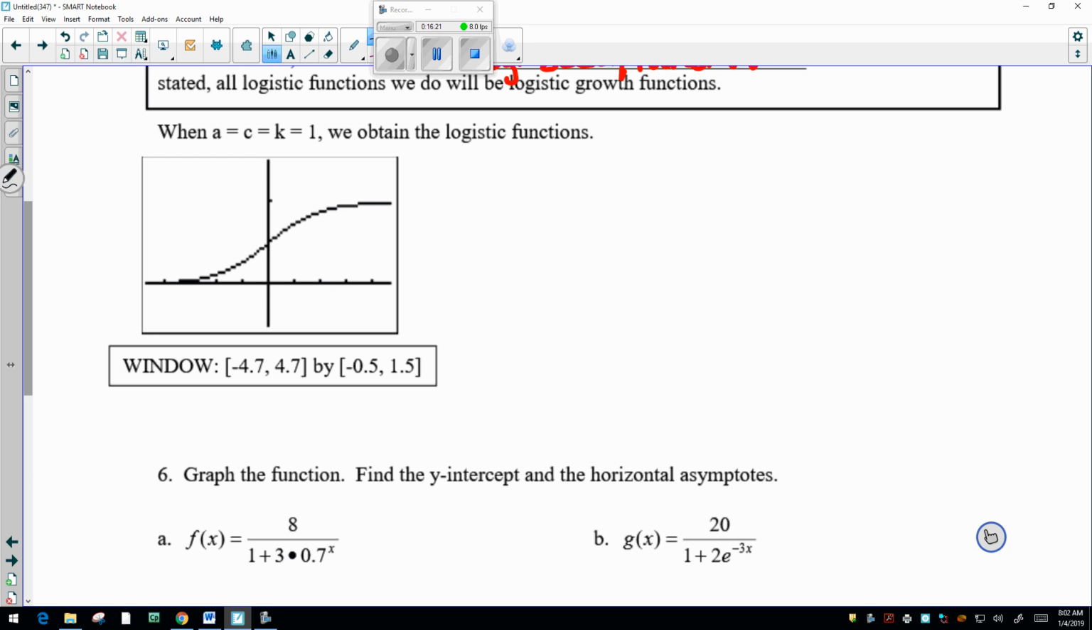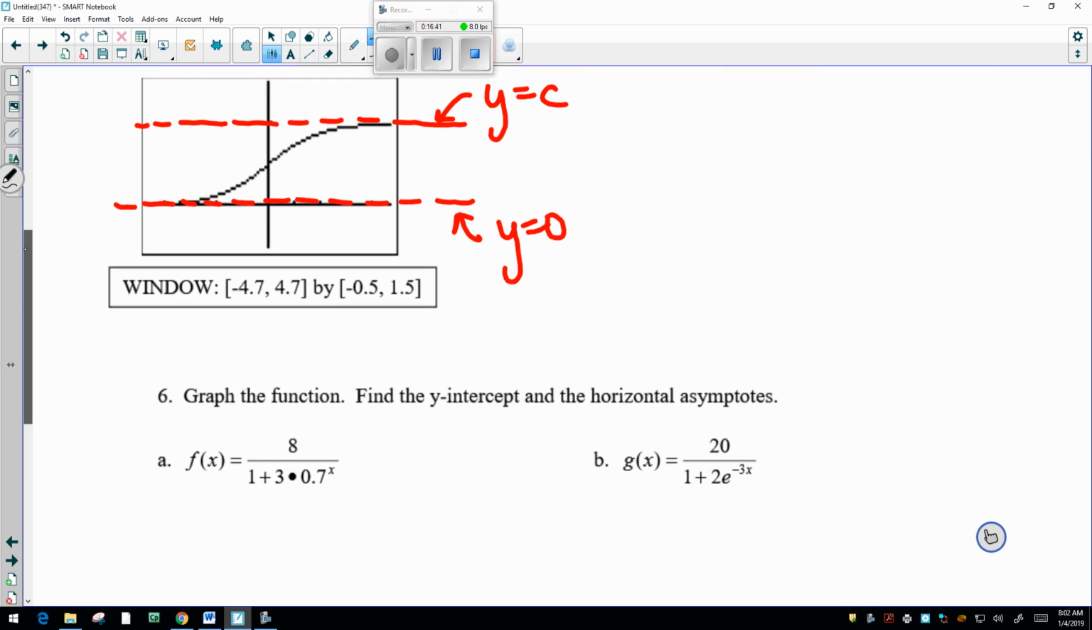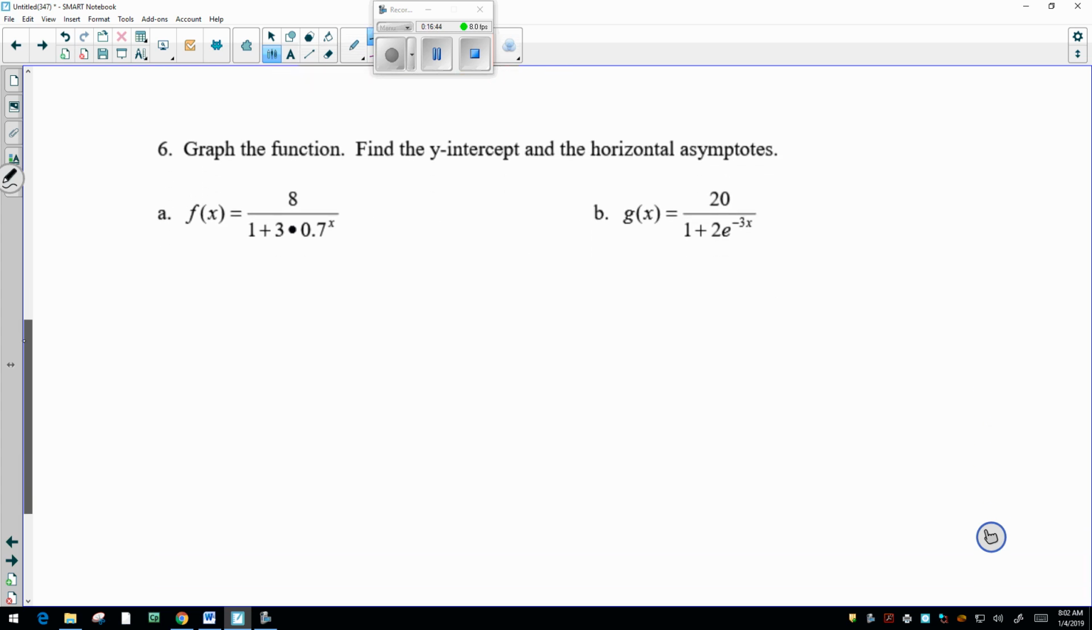Okay, and if you notice, growth factor, we talked about that limit to growth. This here would be like y equals c. But what you're also going to notice is that you also have another horizontal asymptote, and that horizontal asymptote is always at 0. So unless it's been shifted up or down, you will get two asymptotes, one at 0 and one at your limit to growth. So if we're looking at a and b, we have to find both the y-intercept and the horizontal asymptotes. So y-intercept, you make x 0.